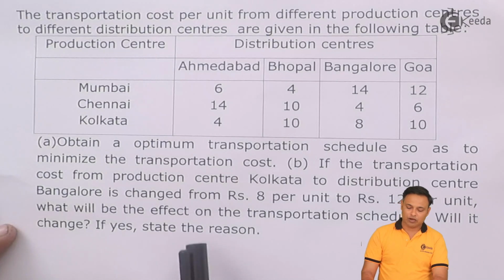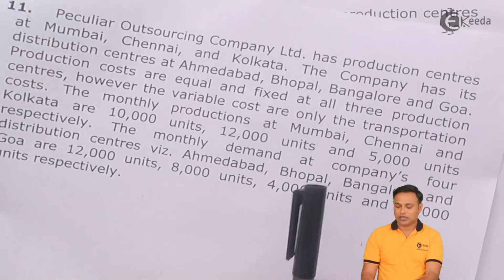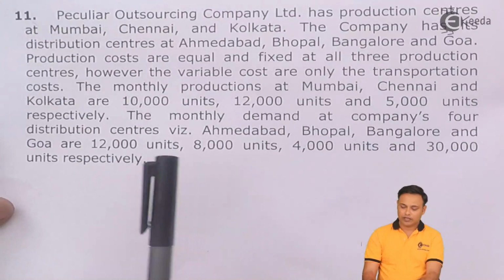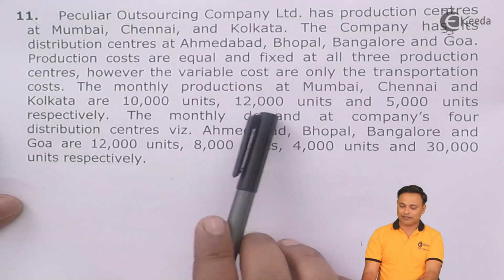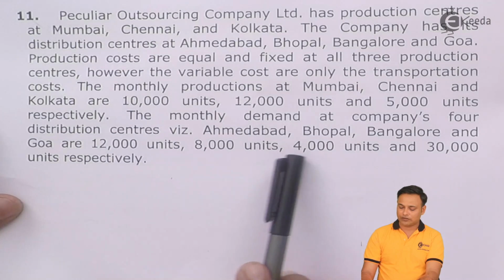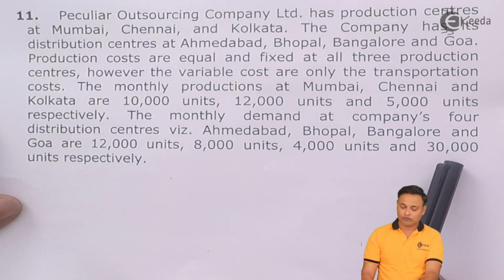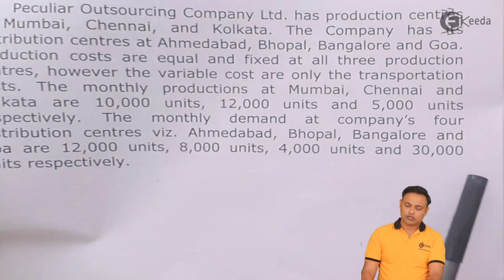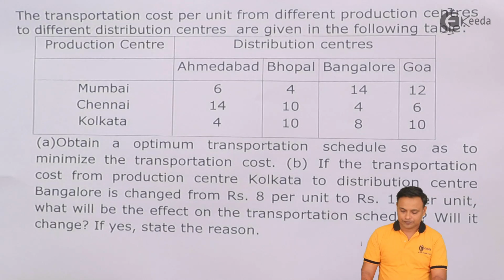So this problem involves three centers and these three centers have a production of 10, 12 and 5, that is 27,000 units, whereas the total demand at the four different centers is 12 plus 8 plus 4 plus 30, 54,000 units respectively. So this is clearly an unbalanced problem. So we need to balance this problem. Let's see how to balance this problem now.